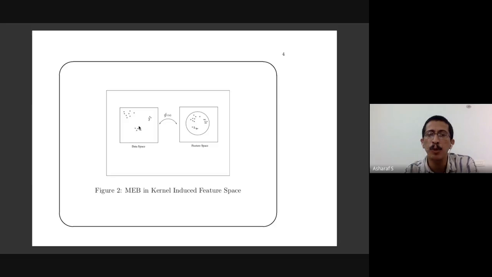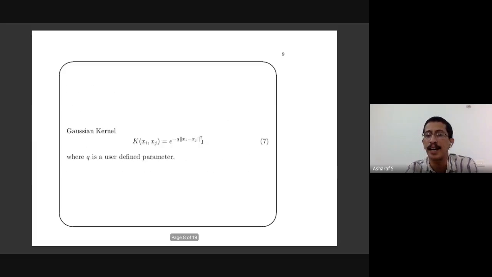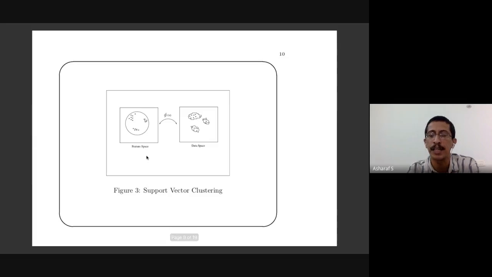It will form some contours. And in SVC, we say that is the definition of SVC. If from the feature space sphere we map this boundary back to the original space, we get some contours, and those contours are defined as clusters.